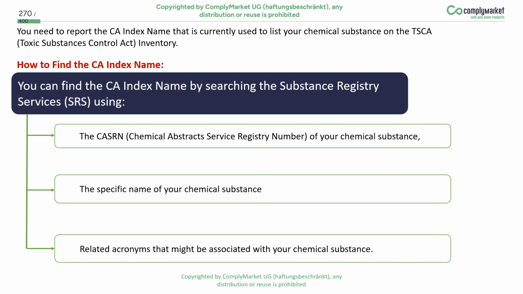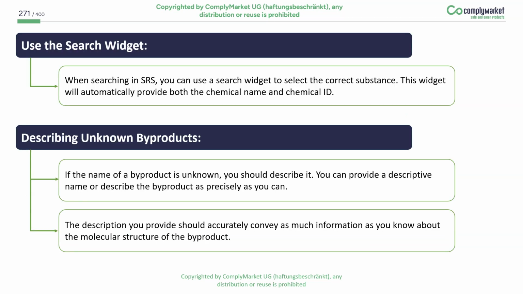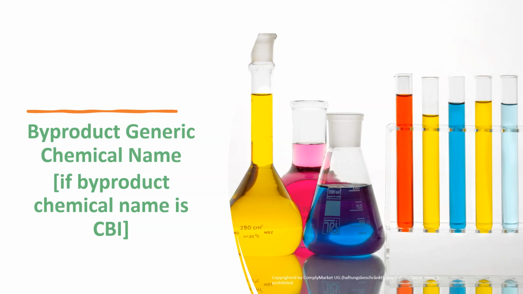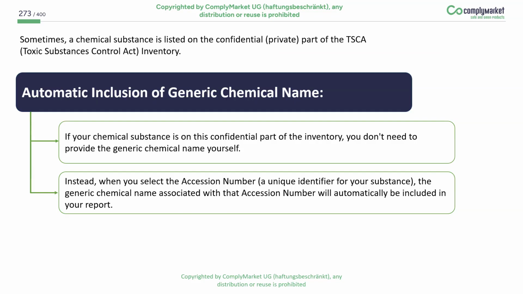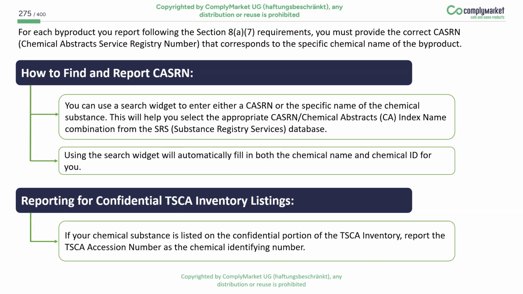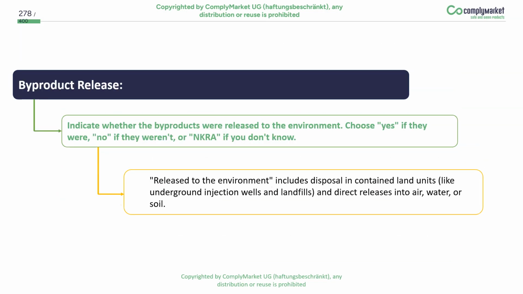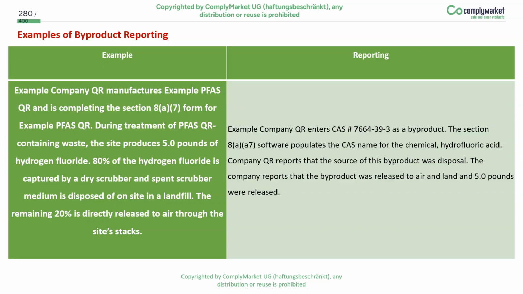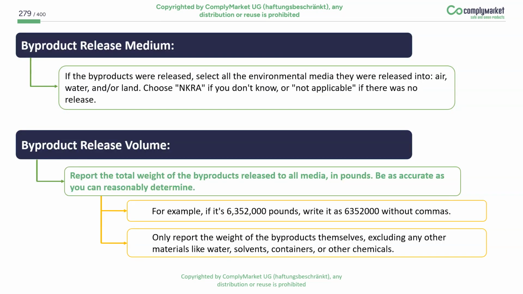So names and nomenclature follow the same approach. We'll go quickly here because we have spoken about nomenclature, chemical IDs and so on. It's a repetition, but a similar approach. Byproduct release medium, that's what you report. If you don't know, you report it in the KRA. And the same thing for the volume.